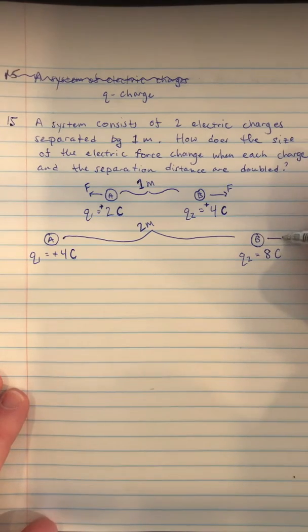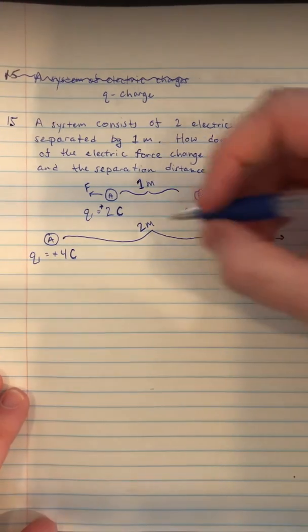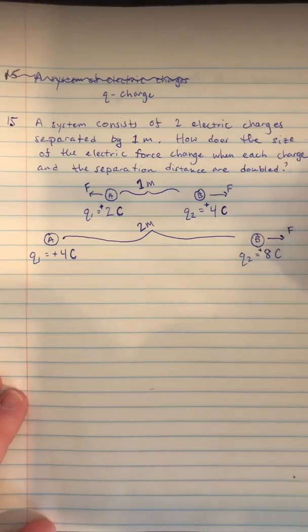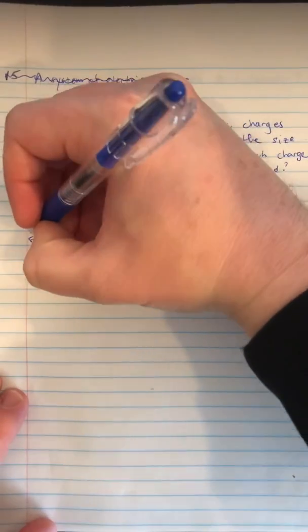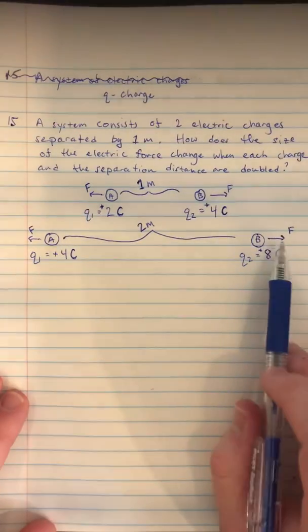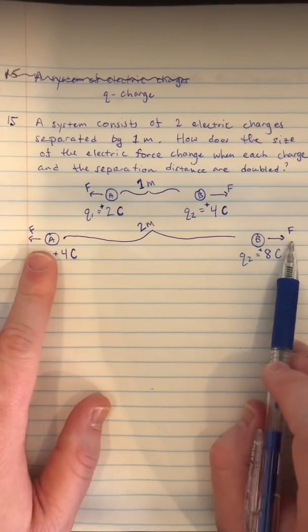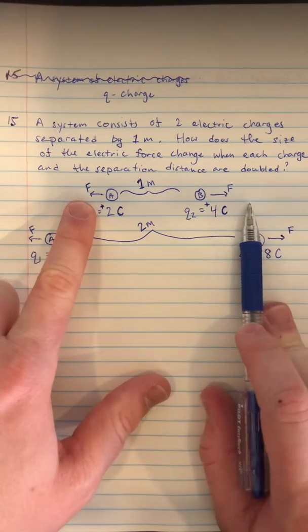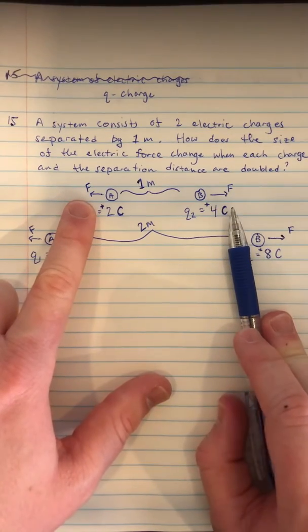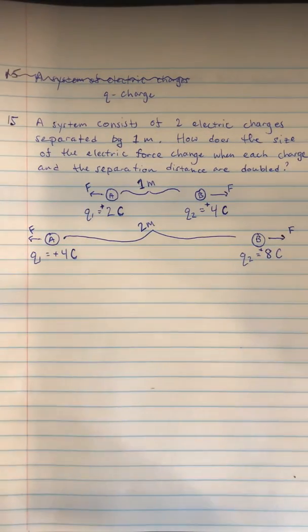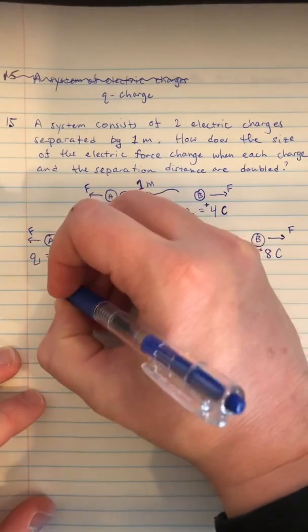So they're still like charges. They're both positive. So they're still going to repel. So they're going to push each other away with a force. But we're not sure how this force, the force that's repulsing in the second part, compares to this force. Well, if we're going to compare forces, we need to use the electric force equation, which is called Coulomb's law.